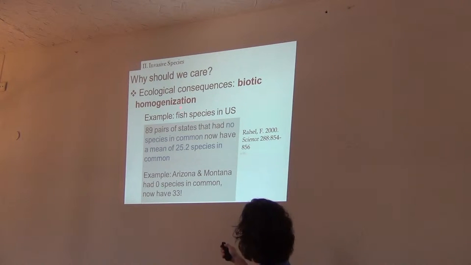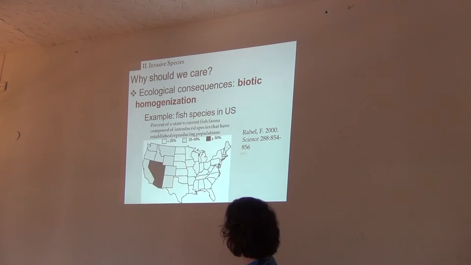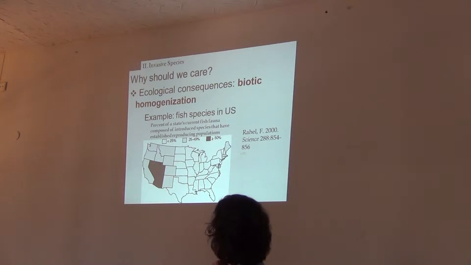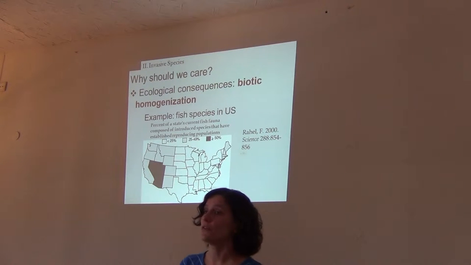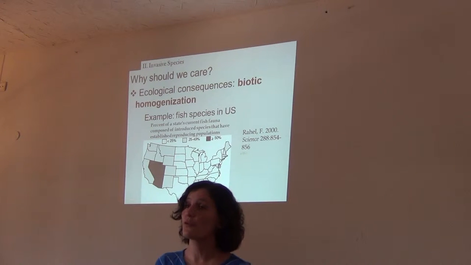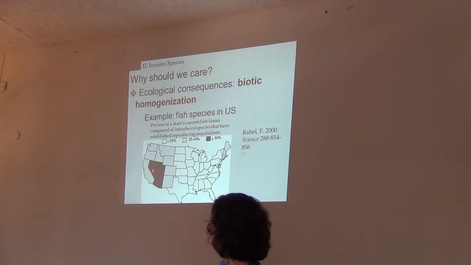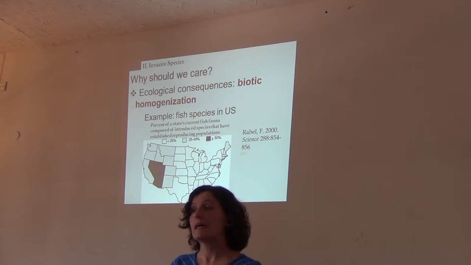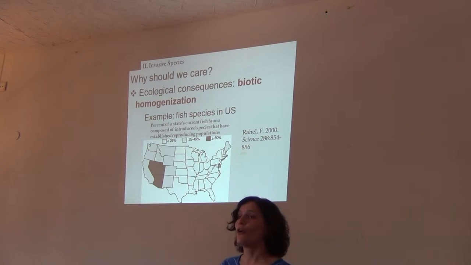This is a serious problem of biotic homogenization. This is another look at this problem. This map shows the percent of the state's current fish fauna that is composed of introduced species, and the darker colors represent 50% or more. So 50% or more of these states' fish diversity is represented by introduced species. So again, a great deal of mixing of species, especially in the western United States.